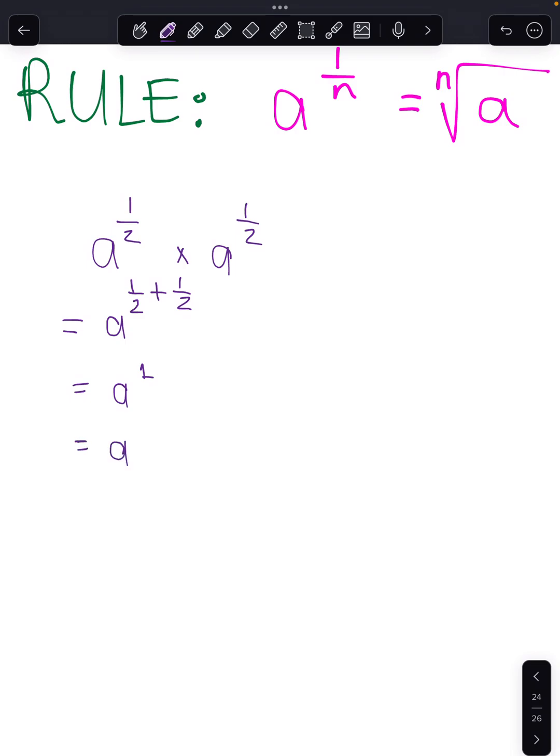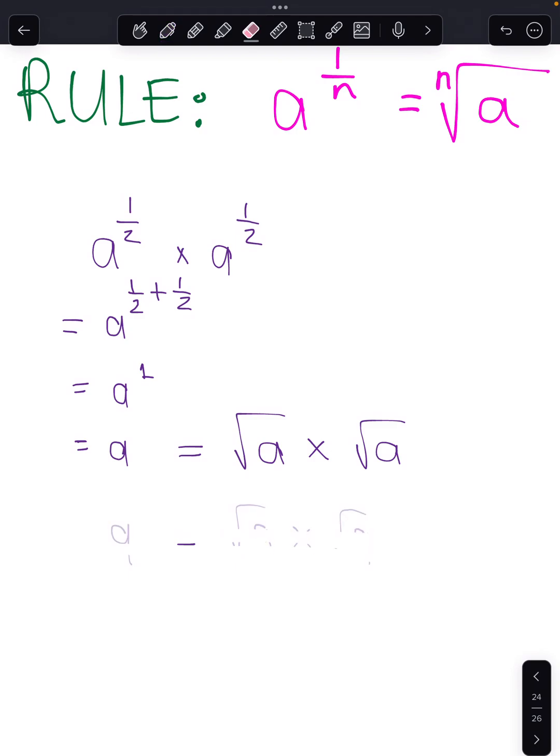But wait a minute, what are two things? Well, what is an expression that I can times with itself to get a? That sounds a bit like the square root, right? A is also the same as the square root of a times the square root of a, right? Or 9 is the same as the square root of 9 times the square root of 9, etc.